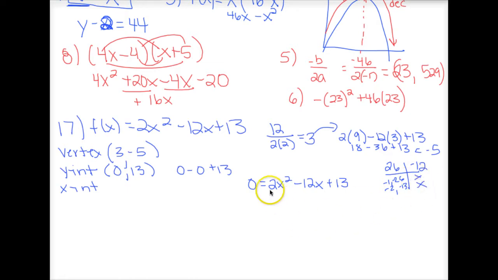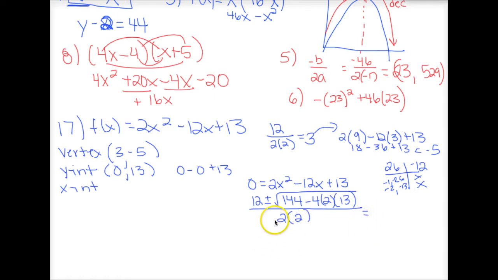So factoring doesn't work, which means you can either complete the square or use the quadratic formula. Most of you would probably use the quadratic formula. I completed the square, but many of you might prefer not to because a is not 1. So it's up to you again. So quadratic formula, opposite of b would be 12 plus or minus the square root of b squared. Negative 12 squared is 144. Minus 4 times a, which is 2, times c, which is 13, all divided by 2 times a.